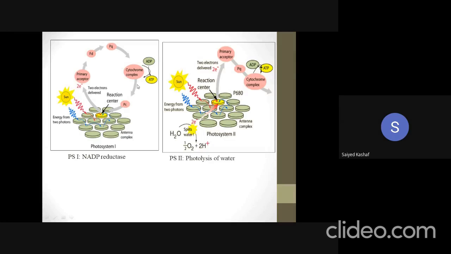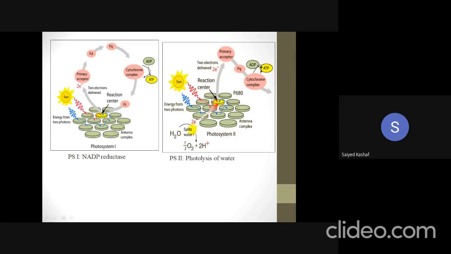Then this electron again comes to its ground state and returns to its own reaction center. So the voids which were formed by the excitation of the electrons are filled again by those same electrons, which are now in the ground state. Now another system is the PS2 system.